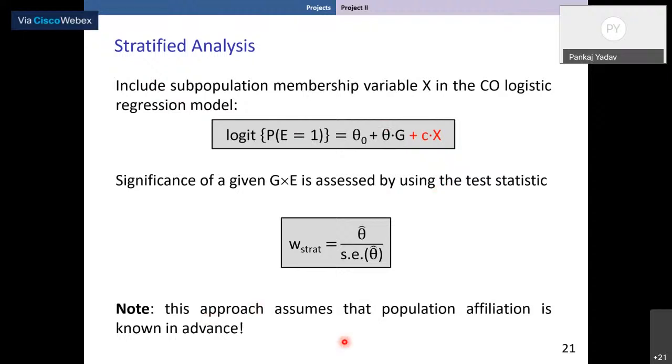Now this approach assumes that population affiliation is known in advance, but this is not possible practically in most data analysis scenarios, where we don't know which sample comes from which population. It does not happen always. Maybe in some cases, but not always. So this approach doesn't seem to be very fruitful.